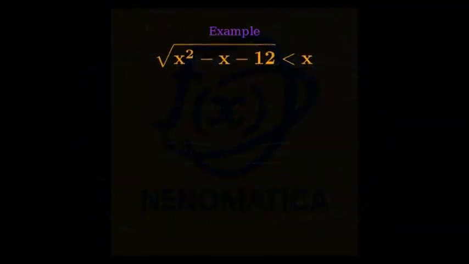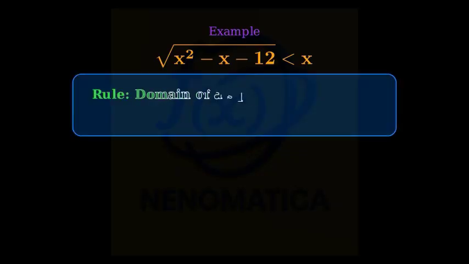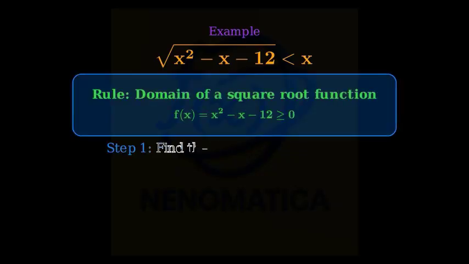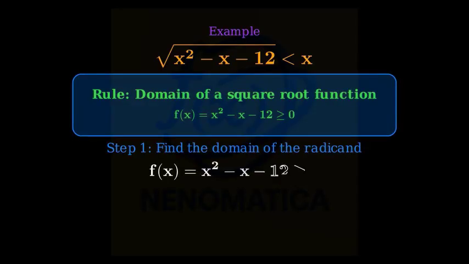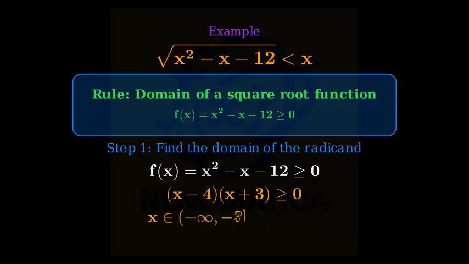Domain of the square root. The radicand must be greater than or equal to 0. We write f of x equals x squared minus x minus 12 is greater than or equal to 0. Then we factor it as (x minus 4)(x plus 3) greater than or equal to 0. From the sign chart, x is in negative infinity to negative 3 including negative 3, union 4 to infinity including 4.